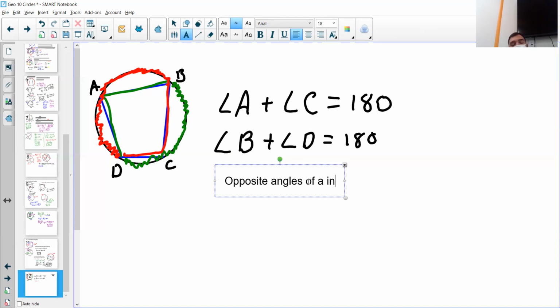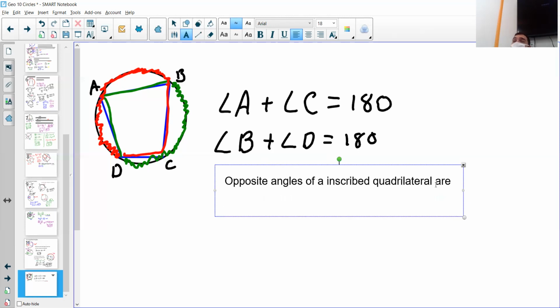Opposite angles of an inscribed, again, inscribed just means a shape inside a circle or anything inside a circle. What's a four-sided shape? One more time. Quadrilateral. So opposite angles of an inscribed quadrilateral add up to 180. We have a word for that? Supplementary.